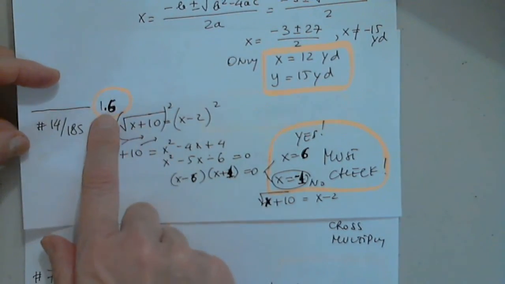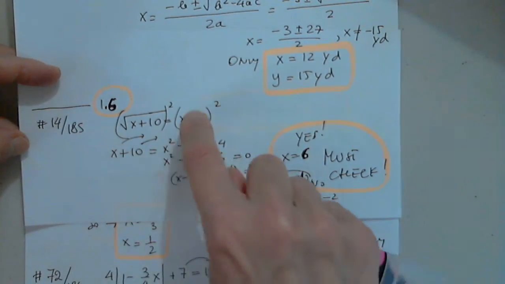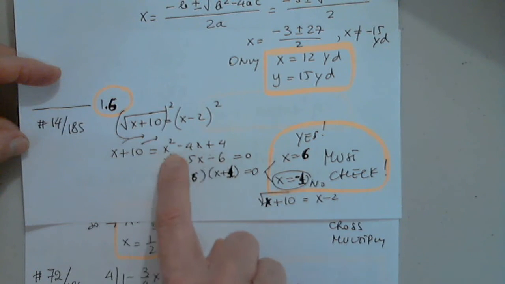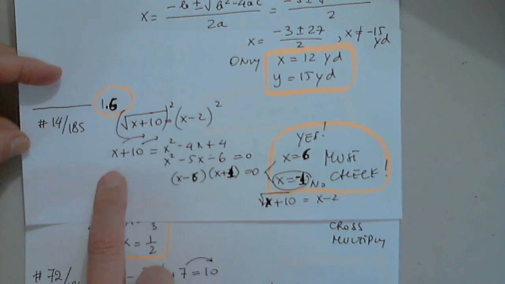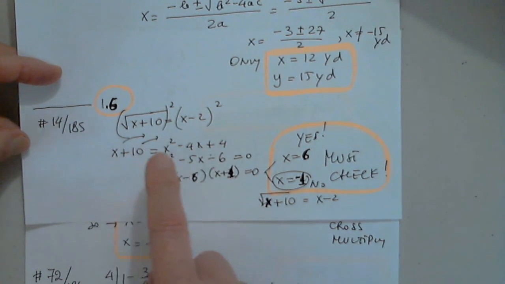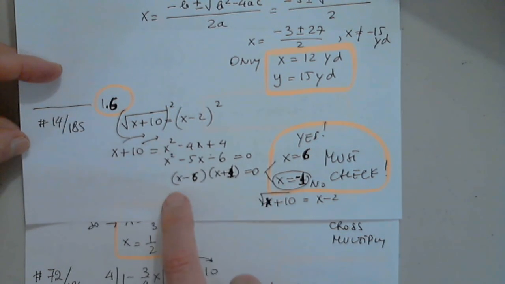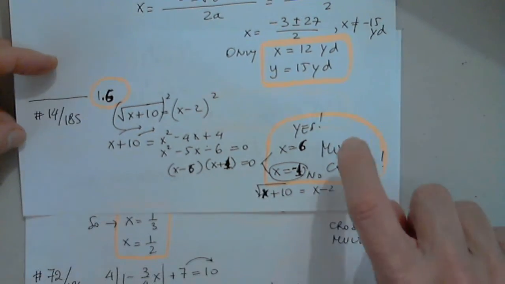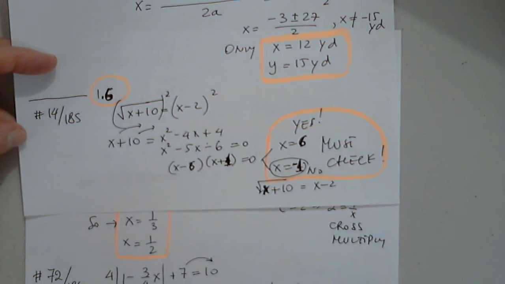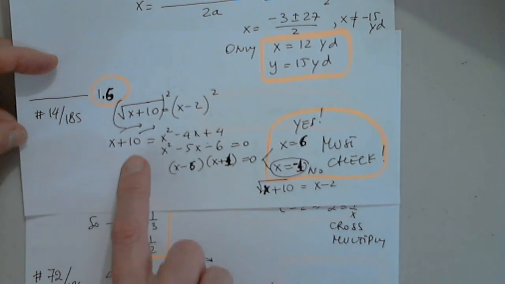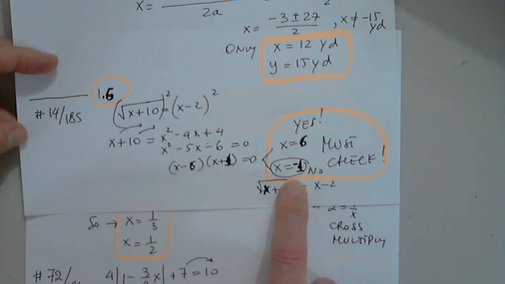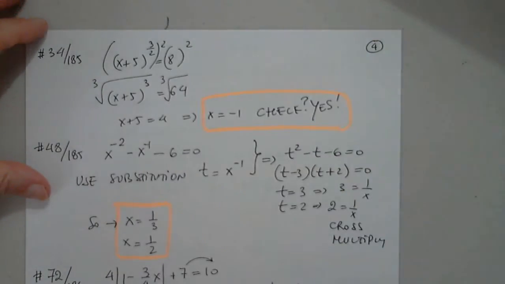Radical equation in 1.6, we square both sides. Remember, binomial squared, 3 terms. The left-hand side is x plus 10. We combine like terms, moving all terms to one side, set equal to 0, and factor into x minus 6, x plus 1, x equals 6, x equals negative 1. We must check, it's part of the problem, but negative 1 does not work, only 6 does.